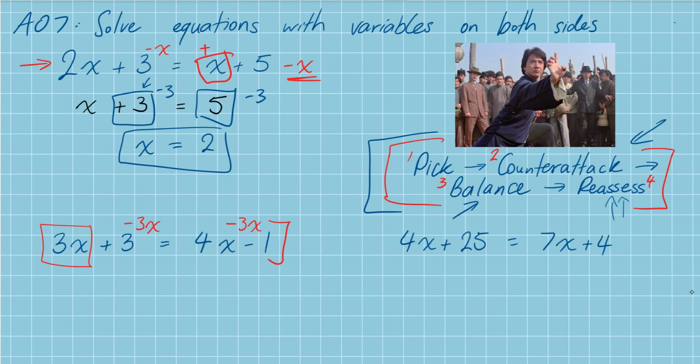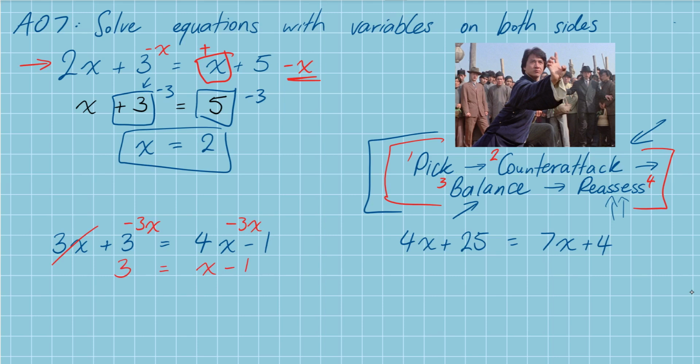I'm going to rewrite this out now. That's been eliminated, so I'm left with just 3 on this side. And I've lost 3 x's from there, so I'm left with just 1x there and still the minus 1. Brilliant. So I've picked, I've counterattacked, I've balanced, and I've reassessed.